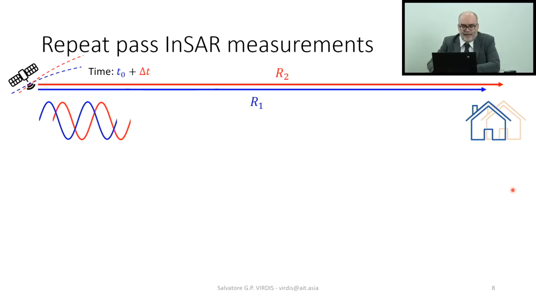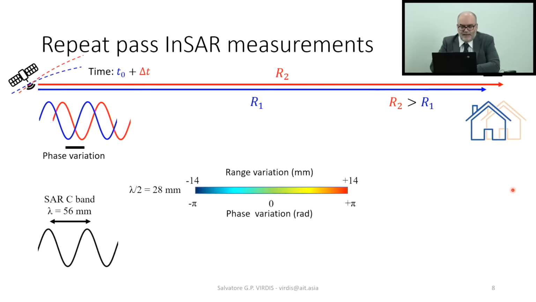So by measuring phase variation, which is what we do with SAR images, we can infer the range variation. As we said before, any range variation will imply a phase variation. By looking at the phase variation, we infer what the variation in range was that generated that specific phase variation. This phase variation ranges as the wavelength modulo 2π.